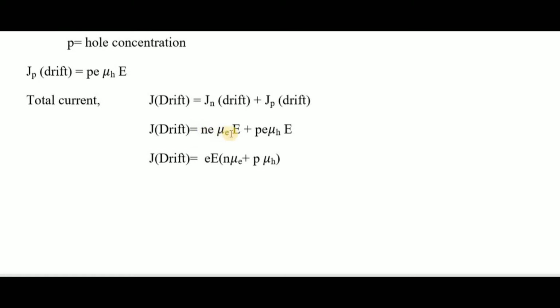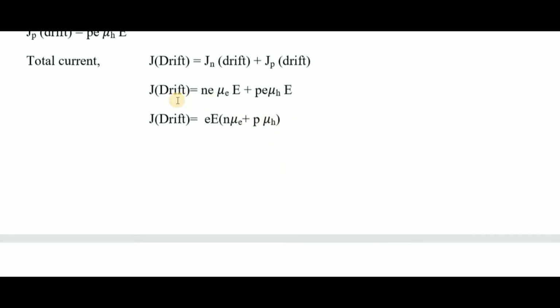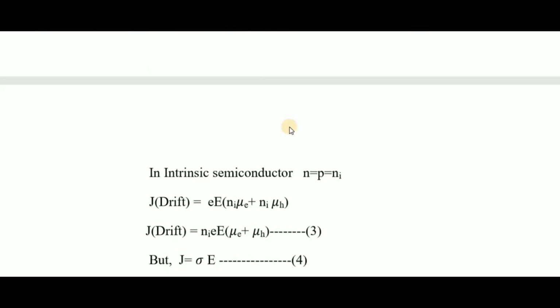The total is the summation of these drifts. So J drift is equal to N e mu_e into E plus P e mu_h into E. Then J drift is equal to e into E, taken as a common factor, into N mu_e plus P mu_h. This is the expression for drift due to electrons and holes.